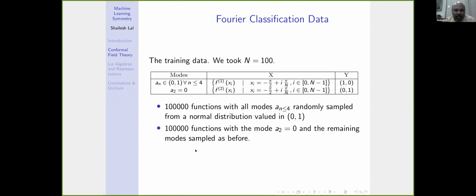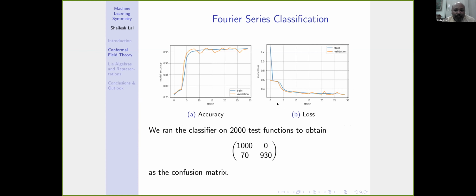So let's see how a neural network does. You could set up the data set in much the same way. You sample these two classes of functions at some number of points, and you give it as two classes to the neural network, and then you ask the neural network to distinguish between them. And again, you can see that it seems to train quite well, and once you've trained, you can evaluate it on unseen data, and what you obtain is this confusion matrix.